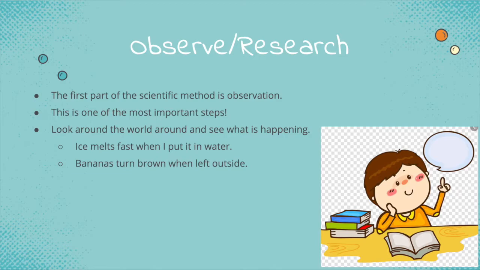So starting with step 1, observation. This step is my personal favorite and one that you guys are all probably doing without even knowing. In this step, you'll look around the world and see or observe what is happening. For example, maybe you're eating bananas and you notice that they turn brown after a while. Or you put your ice in a cup and you notice that it melts quickly. All these observations are super important because they will lead us to our next step.